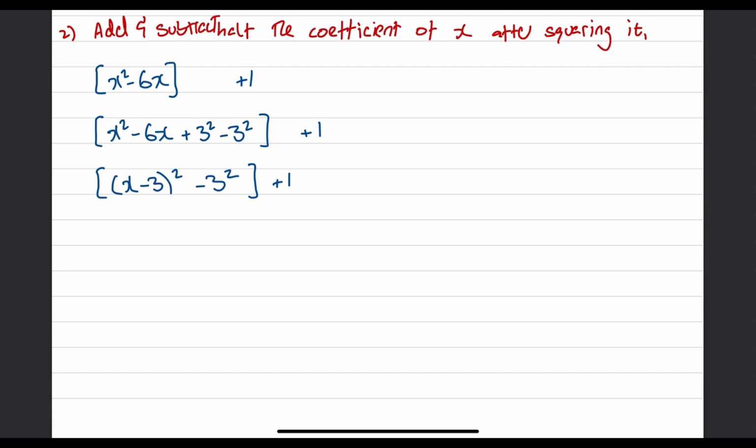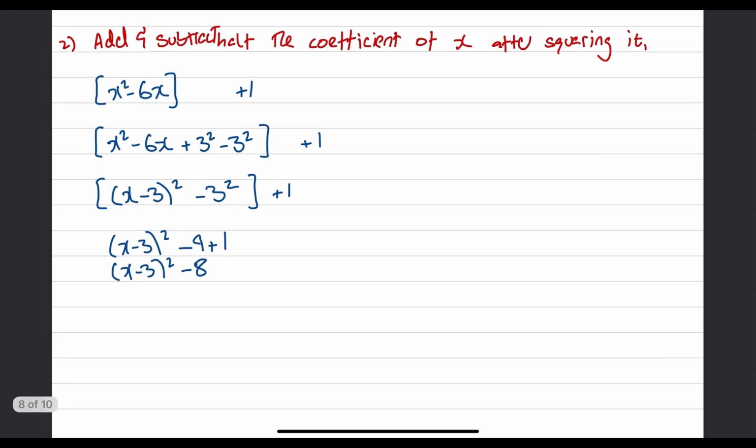And now what you need to do is take this constant outside of the bracket, and the way to do that is just to square it. So x minus 3 whole squared minus 9 plus 1, and x minus 3 whole squared minus 8. Note that the sign did not change because what we're doing over here is minus and 3 squared. It's not minus 3 whole squared. The sign would change if it was minus 3 whole squared. That's why the sign did not flip.